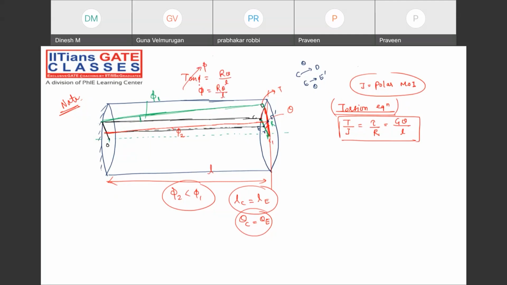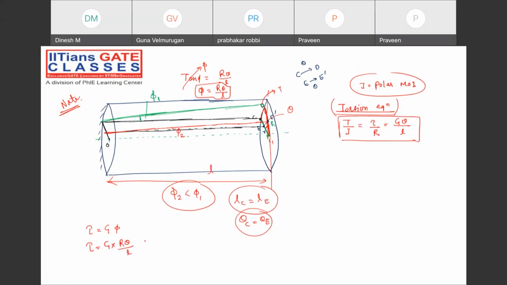Once we know this phi, that is R theta by L, you know that tau is what? G times phi. Yes or no, guys? From Hooke's law for the shear force, you know that tau will be equal to G into phi. Am I right? Please check it out.